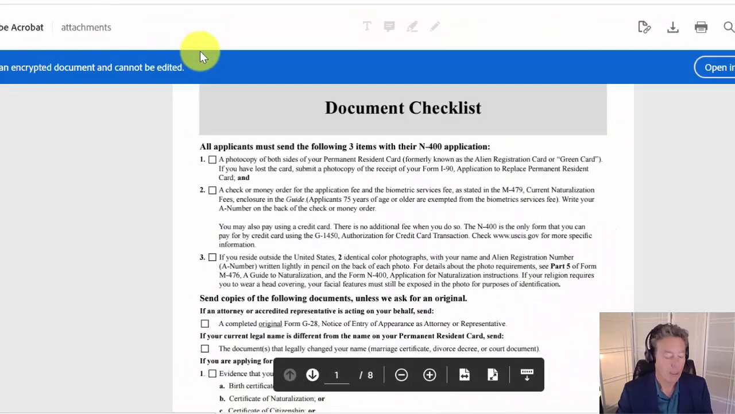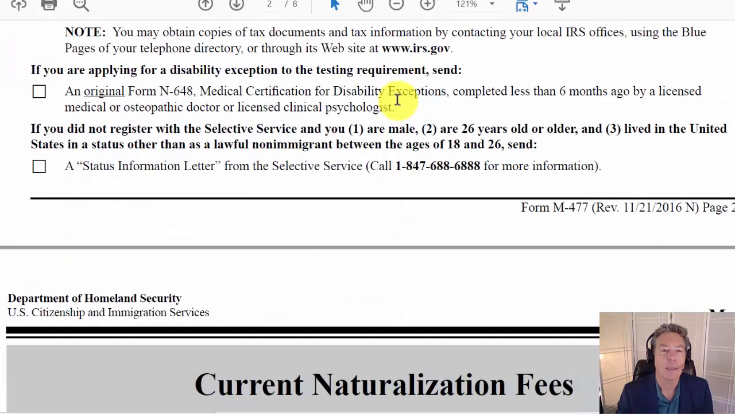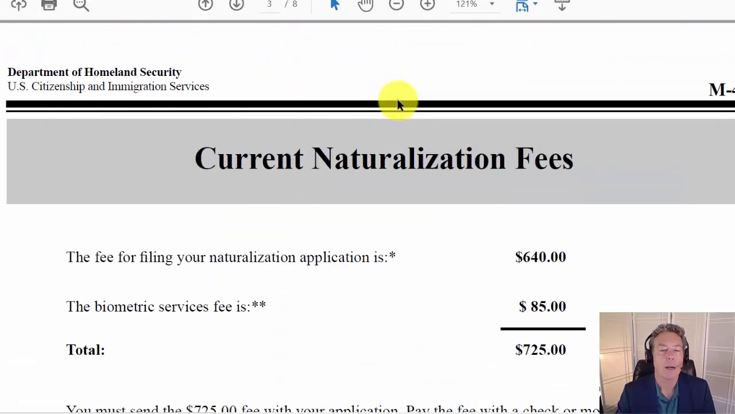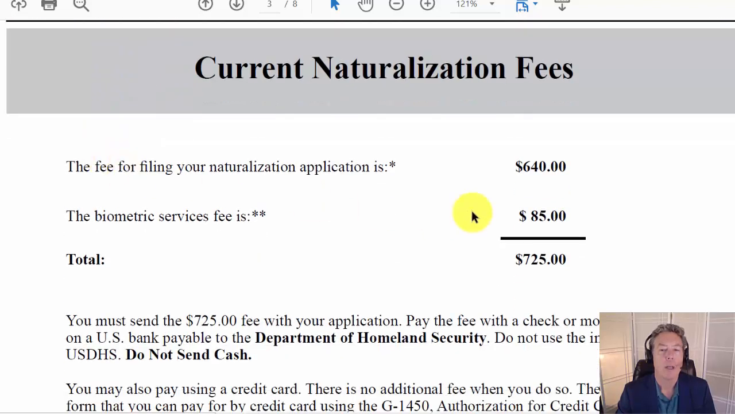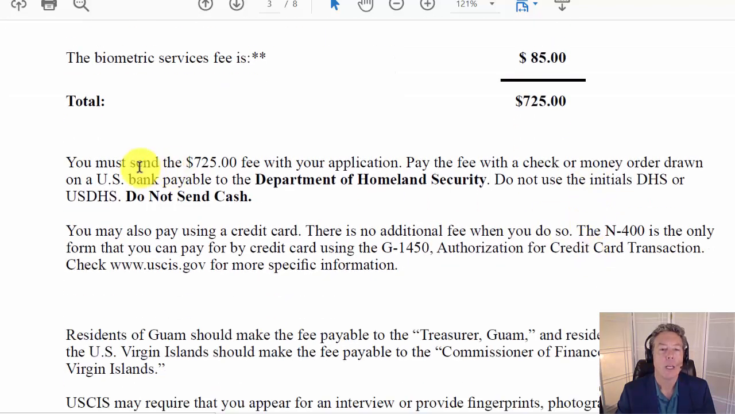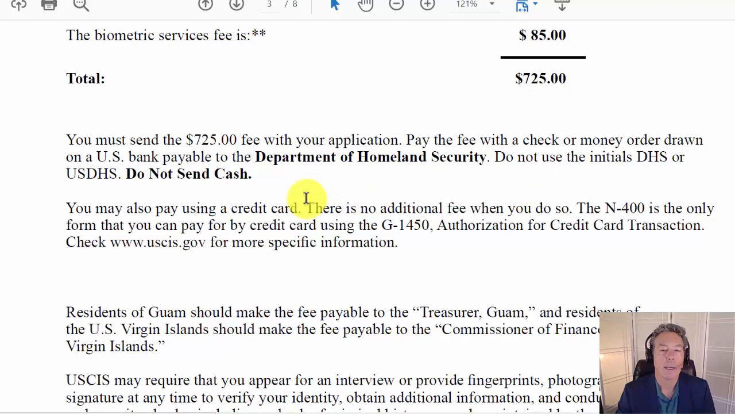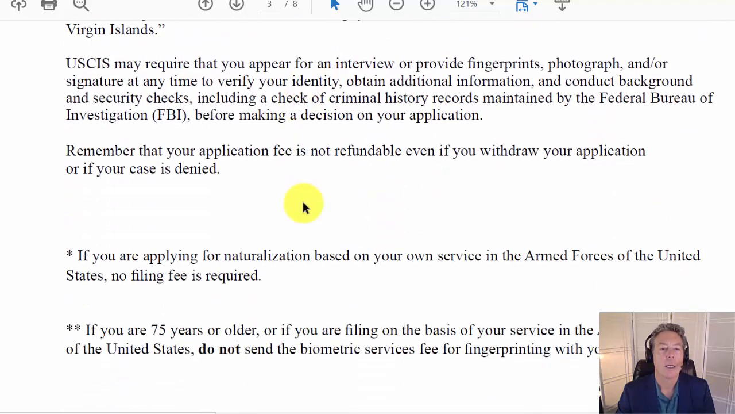So there's our documents that we're going to be working with. You're going to assemble those documents. And then the next thing here is the current naturalization fees. You want to know what the fees are. So it's $640 with an asterisk, right? Biometric service fee, $85, 2 asterisks here. Total $725. You must send the $725 fee with your application. Pay the fee with a check or money order or by credit card.